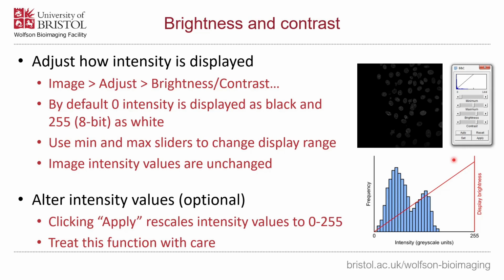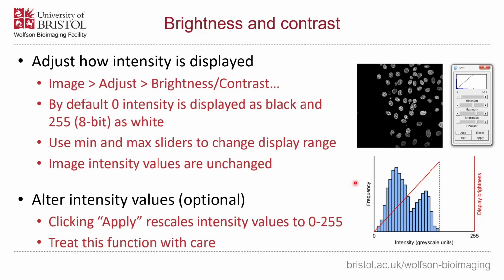So what we can do is go to the brightness contrast tool, Image, Adjust, Brightness/Contrast, and change what the minimum value, i.e. the black value, and the maximum value, the white value, being displayed are. If we squash it down so that the full range of black through to white is being displayed just over the intensity range that we have in our image, you can see that we get a much better contrast.